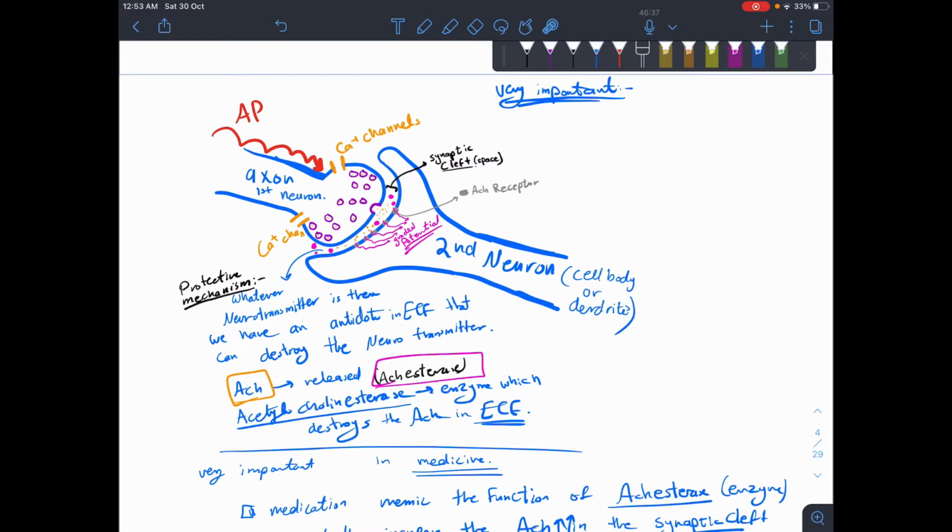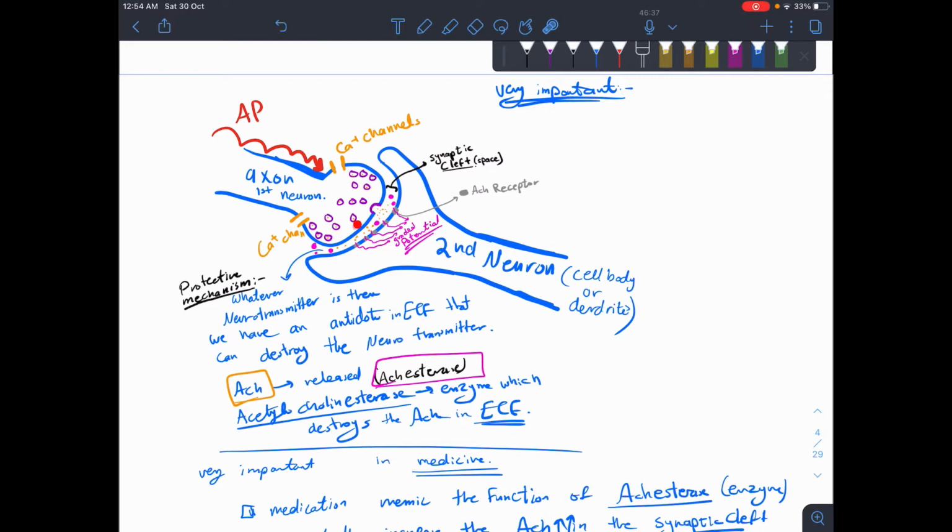Okay, so the action potential travels through the axon. Of course, it's generated at the axon hillock, as we discussed in the previous lecture. It's going to travel through the axon, and when it reaches the axon terminal, this part of the first neuron, it's going to open the calcium channels, letting the calcium go in.